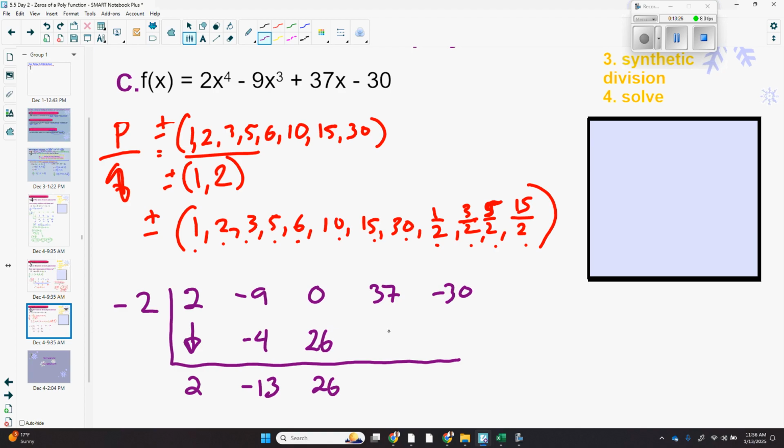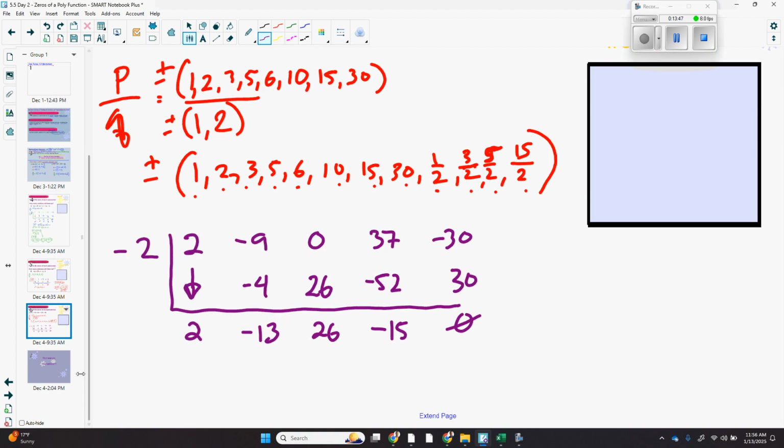Times 2 is 54, negative 54. This gives me negative 15. Oh, 52, I'm sorry. Got ahead of myself there. 52, now it's negative 15. And negative 15 times negative 2 is 30. And so because negative 30 plus 30 is 0, that is going to be a factor.